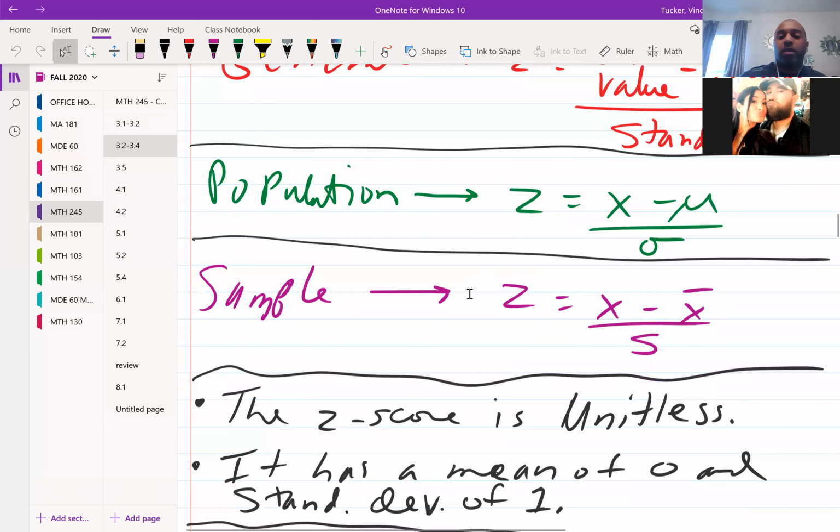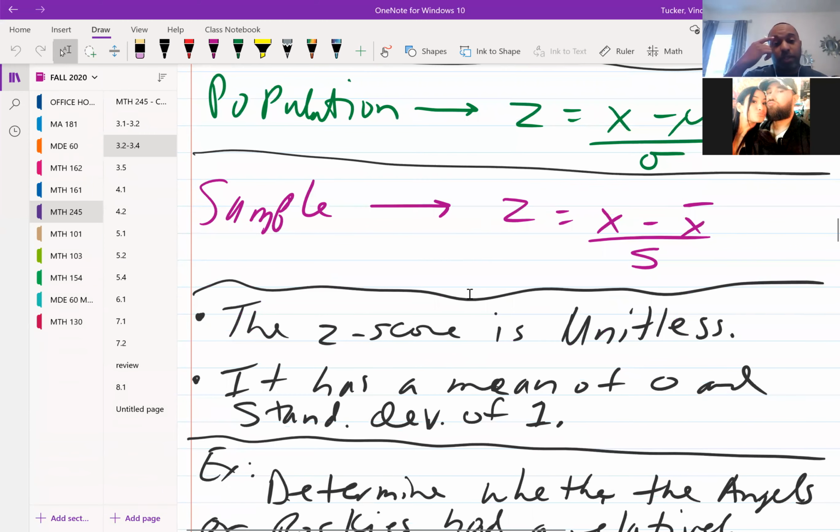All right. So before we get to the example, notice it says the z-score is unitless. And in general, it has the mean of 0 and the standard deviation of 1. So when you go to look at the chart, when you go to the middle, 0 is going to be in the middle, and that would be the mean.